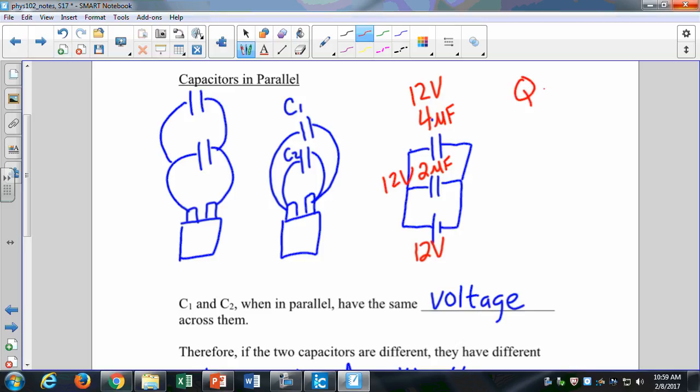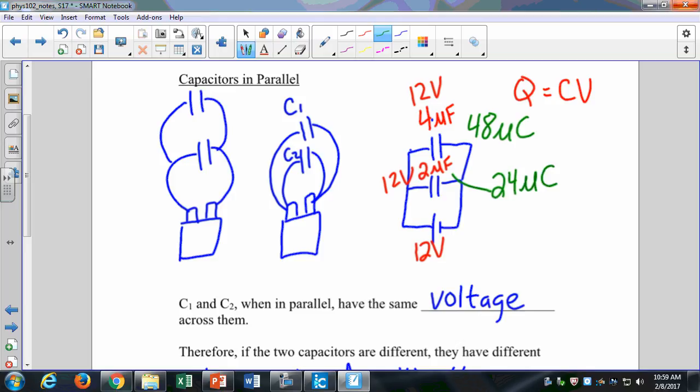Now remember, we have this expression, Q is equal to CV. So if I want to know the charge on either one of these capacitors, I would say the capacitance times the voltage. So the charge on this capacitor is 4 times 12, or 48. And then the charge on this one is the capacitance times the voltage, 24. All right, so the one with the bigger capacitance has 48 microcoulombs, and this one has 24 microcoulombs.